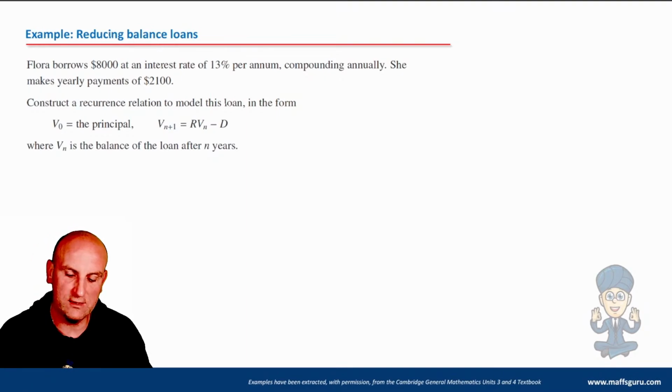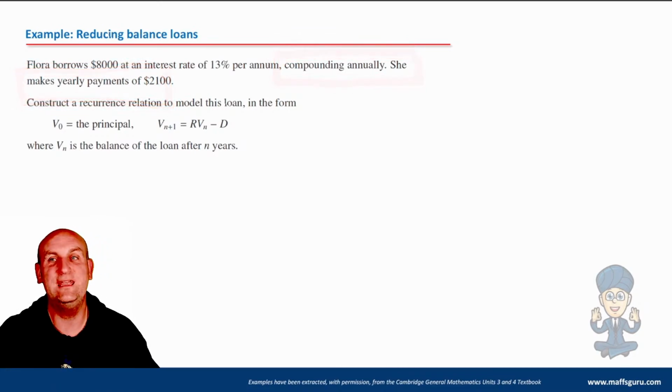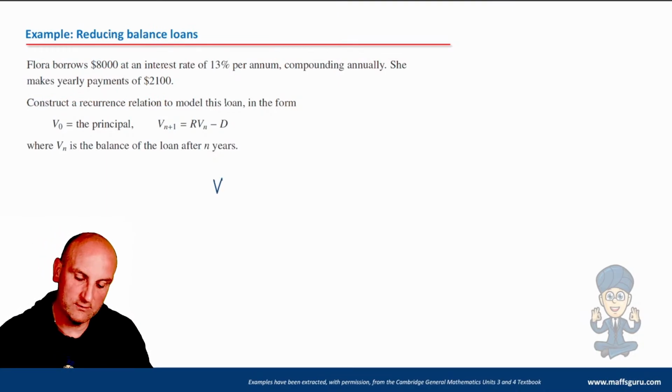Now again, compounding annually, lovely. I don't need to do anything with that 13%. I can use it as it is. She's making yearly payments of $2,100. Again, the fact that it is a yearly payment and it is compounding annually makes life a lot easier. Construct a recurrence relation to model this loan in the form V0 equals. Right, well V0 equals $8,000.